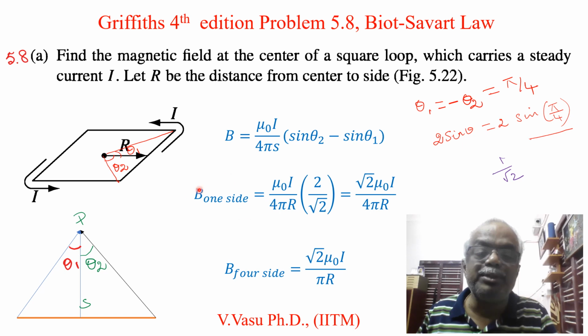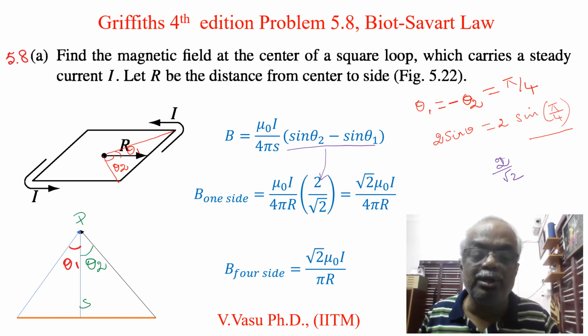Now I am changing some of the variables. Here I have mentioned this distance as S, here it is capital R, so S is replaced by capital R. The term inside the bracket, sine theta 2 minus sine theta 1, from this formula is equal to 2 times 1 over square root 2. This is 2 divided by square root 2, which is simply square root 2. If you cancel the 2 and square root 2, you get square root 2. So I have written square root 2 mu naught I divided by 4 pi R.